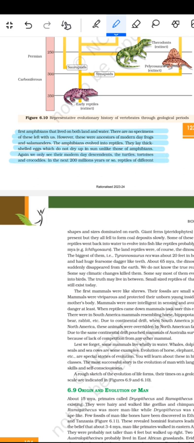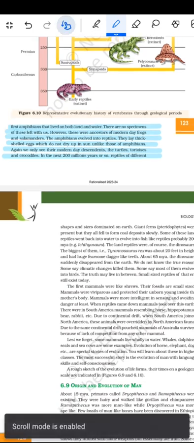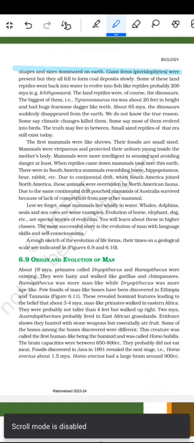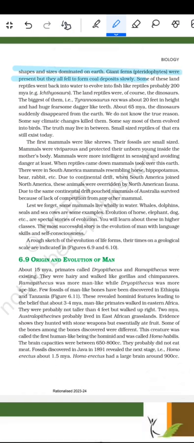In the next 200 million years or so, reptiles of different shapes and sizes dominated the earth. Giant fern pteridophytes were present, but they all failed to form coal deposits slowly. Some of the land reptiles went back into the water to evolve into fish-like reptiles, probably 200 million years ago, such as ichthyosaurus. The land reptiles were, of course, the dinosaurs.